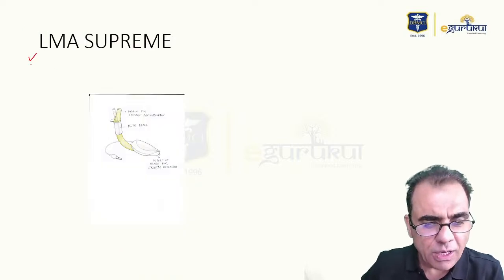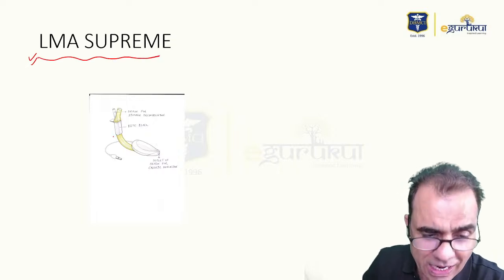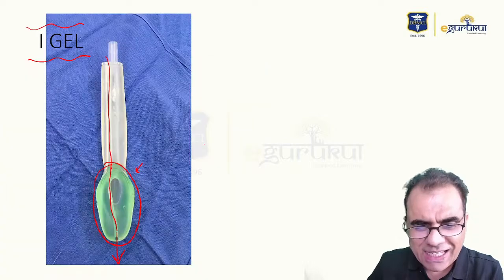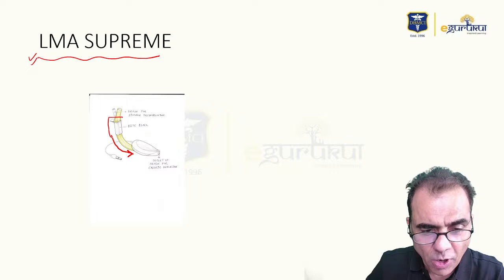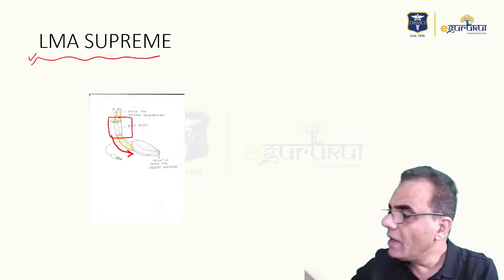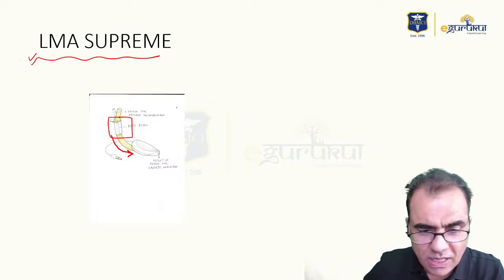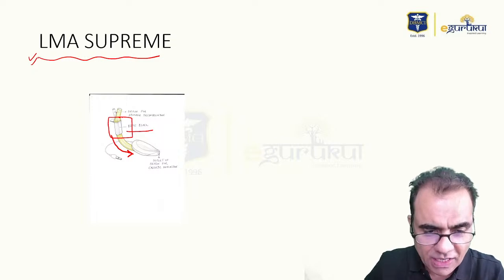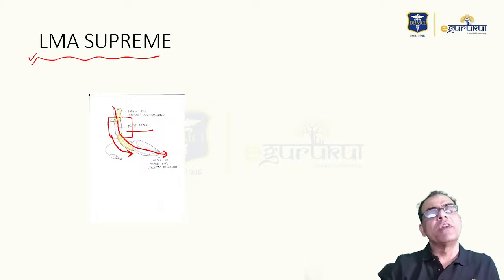Then LMA Supreme is also another kind of second generation LMA which is being used. In LMA Supreme you can see there is a curve, while in ProSeal you can see it is straight, so insertion is a little easier. Secondly, you can see there is a proper bite block. Otherwise, what can happen? The patient can bite this tube. So a proper bite block is there, and there is a curve, so easy insertion. It is again a kind of second generation LMA, and you can see that there is a tube for stomach deflation.